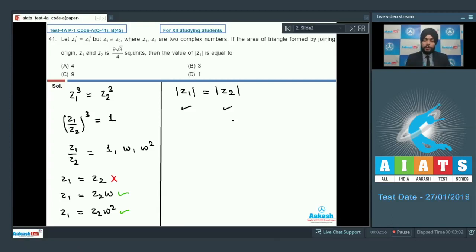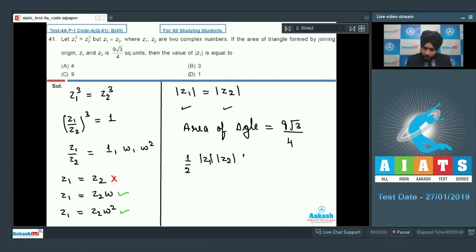Okay, so I need to write down the area of the triangle formed by joining origin, Z1 and Z2. So area of triangle is given to be equal to 9 root 3 by 4. As I told you, the difference of the arguments of Z1 and Z2 is either 120 degree or minus 120 degree. So the area of triangle can be written as 1 by 2 into modulus of Z1 into modulus of Z2 into sine of 2 pi by 3 is equal to 9 root 3 by 4, half AB sine C.